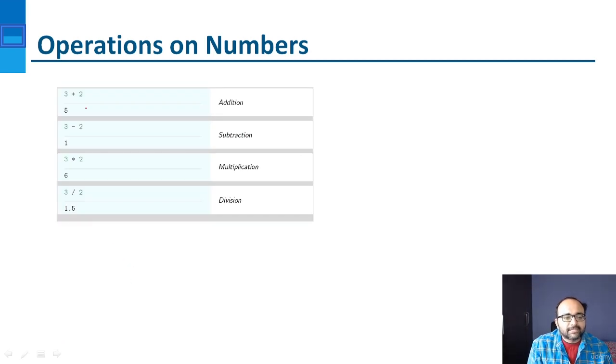So let's see this example. 3 plus 2. Here we are applying addition operation. 3 plus 2 will be 5, right? Similarly, 3 minus 2 will be evaluated to 1. Next, 3 into 2, which is multiplication operation, the result is 6. And then 3 divided by 2, so the result is 1.5.